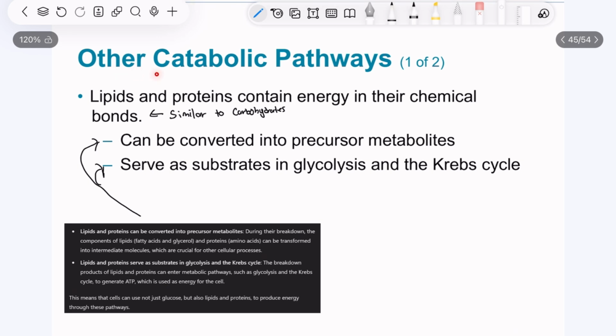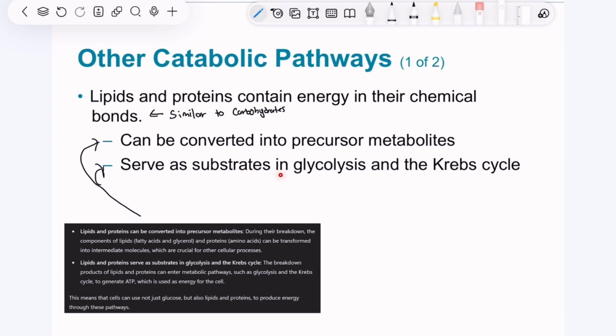So we then go on to other catabolic pathways. Lipids and proteins contain energy in their chemical bonds. It is similar to carbohydrates. It can be converted into precursor metabolites. So by that bullet point, it's saying that during their breakdown, the components of lipids and proteins can be transformed into intermediate molecules, which are crucial for other cellular processes.